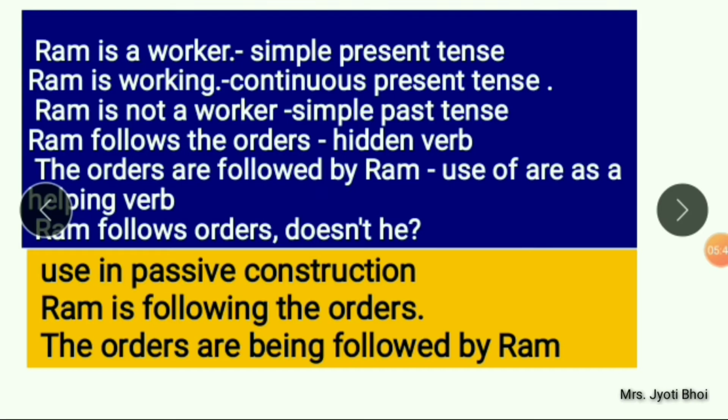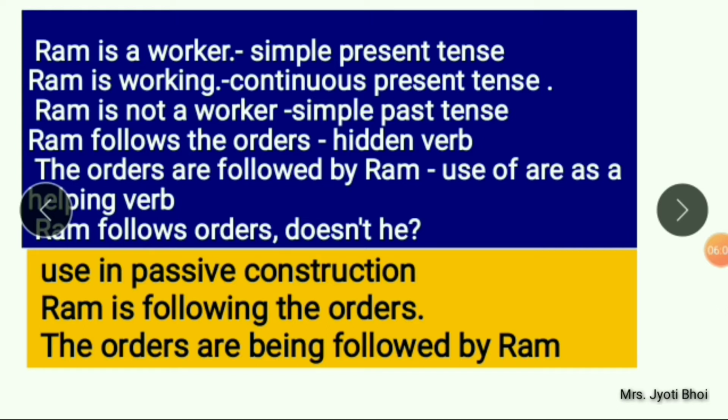With the help of these examples, we can understand very easily. Ram is a worker. It shows the existence of Ram. The tense form is simple present tense. Is comes as a main verb in a sentence. It shows us the existence of Ram in present condition.